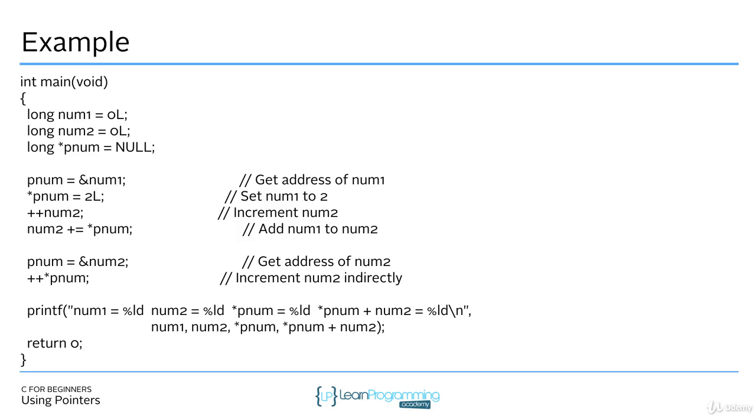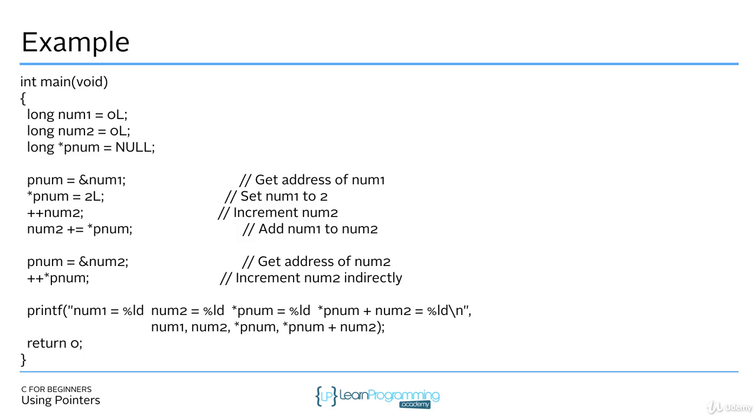If we increment num2, now num2 we haven't done anything to yet. So the value of pnum is 2L, that means the value of num1 is 2L. L is just a suffix to signify that it's a long. If we now increment the long num2 value, it's 0L, it's going to be 1L. If we say num2 plus equals star pnum, pnum is 2L, so it's going to be 1L plus 2L, num2 is now going to be equal to 3L. And then if we assign the address of num2 to pnum, pnum is now going to be equal to the address of num2. So if we increment what pnum is pointing to, we're now going to have 4L.